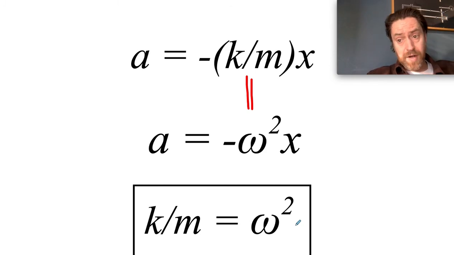So one idea is determine angular velocity from the time period if you know it. If you don't know the time period, you can get the angular velocity by finding out the spring constant, if it's a spring, and dividing it by the mass, and that tells you omega squared.